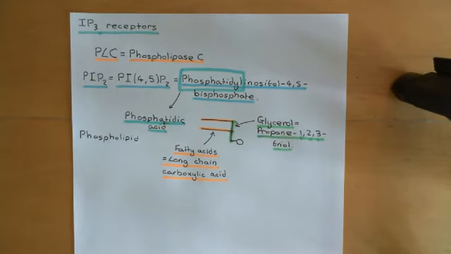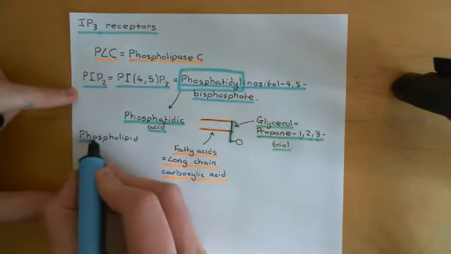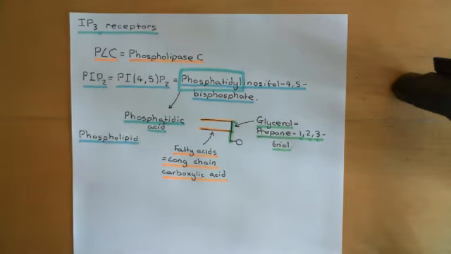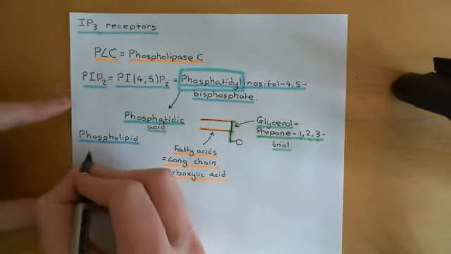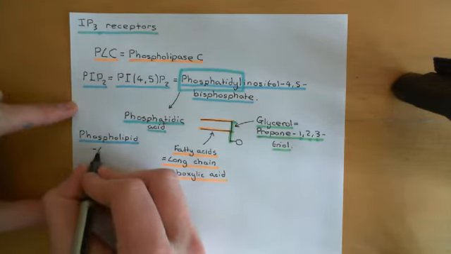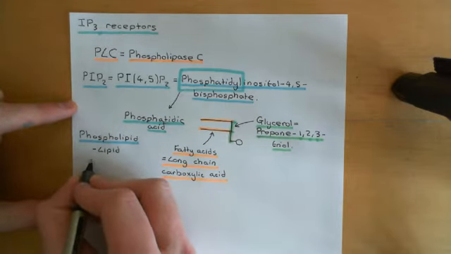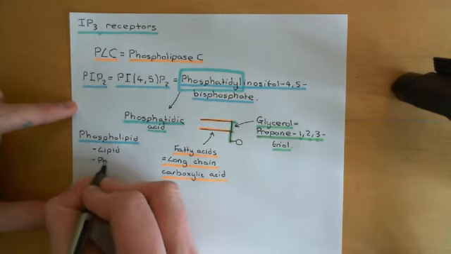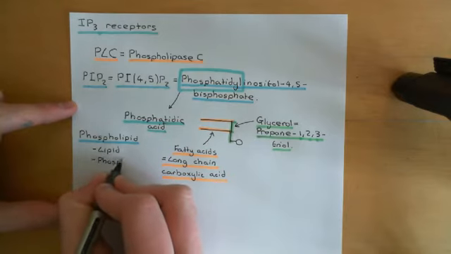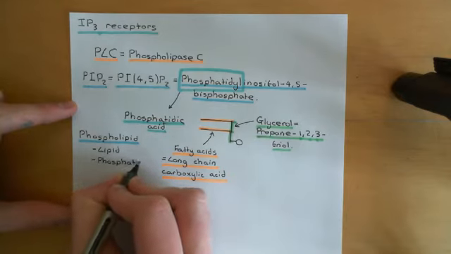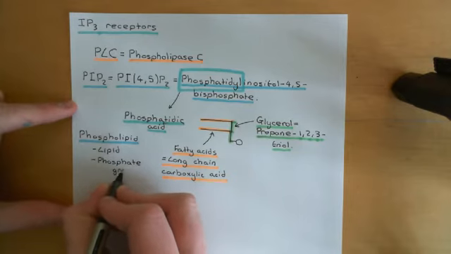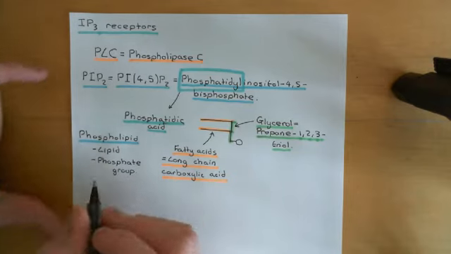Now what is the definition of a phospholipid? What do you have to actually meet to be considered a phospholipid? What are the criteria here? Well, the criteria are two. You have to have a lipid component within your structure, and you also have to have a phosphate group within your structure. So this phosphatidic acid molecule certainly meets both of those criteria.